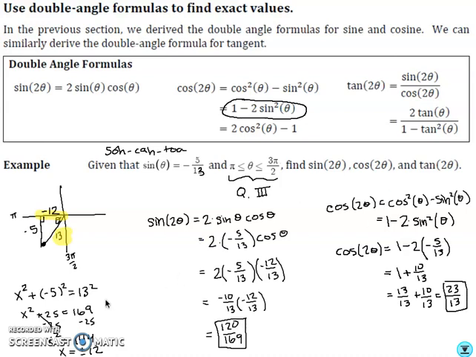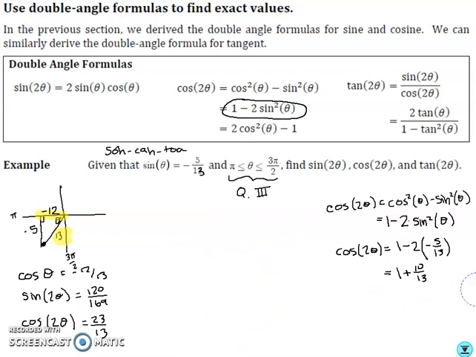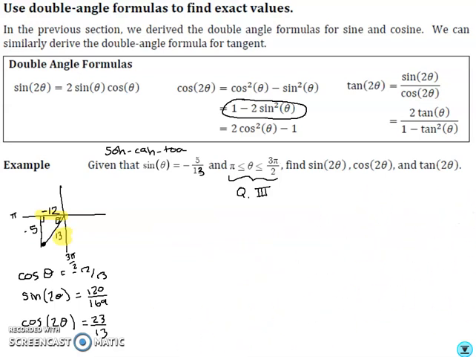Now I'm going to go ahead and clean this up a little bit so I have room to solve for my tangent. So I'm going to go ahead and write that I found my cosine of theta to be negative 12 over 13. My sine of 2 theta was 120 over 169. And my cosine of 2 theta is 23 over 13. So now I'll go erase all this work that I have done for those two and find my tangent of 2 theta.